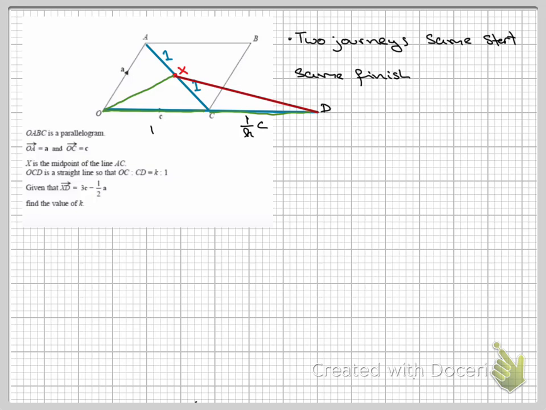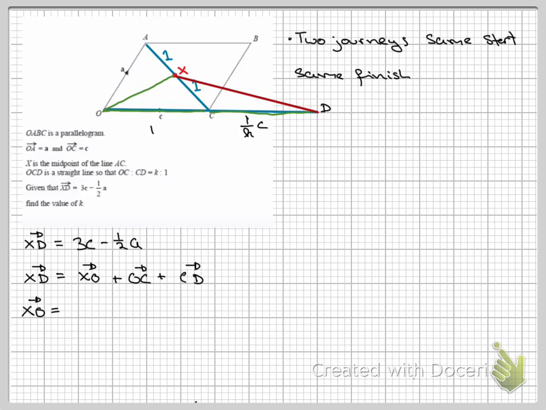Now the X to D, we are given, which is 3C minus 1/2 of A. My second route going X to D: X to O, plus then O to C, plus then 1 over K, C, which is, I'll just pop this in actually as C to D. All we do now is fill in these blanks. X to O.